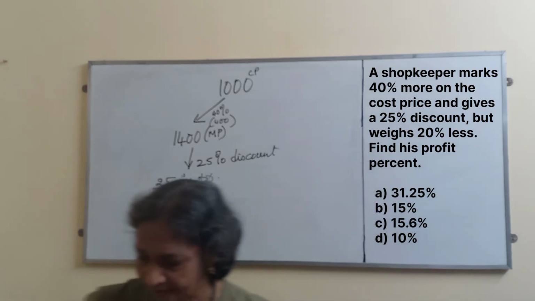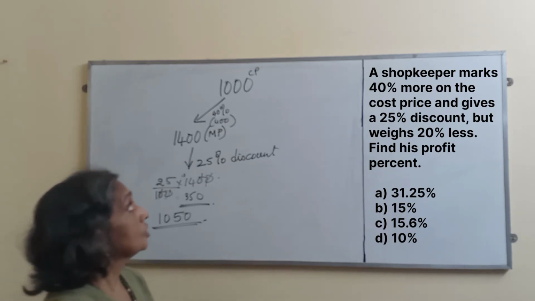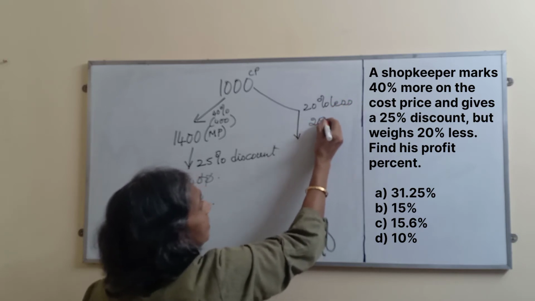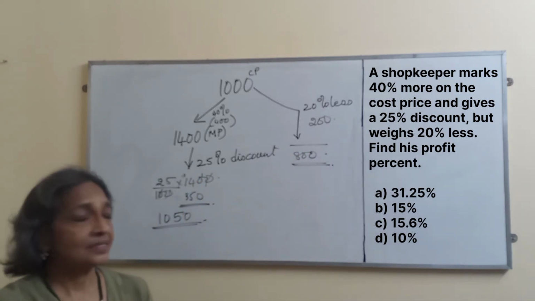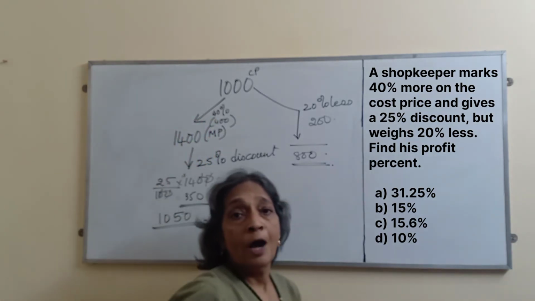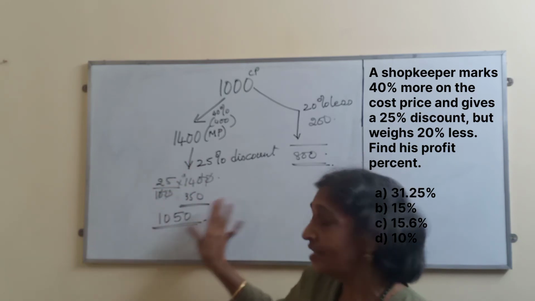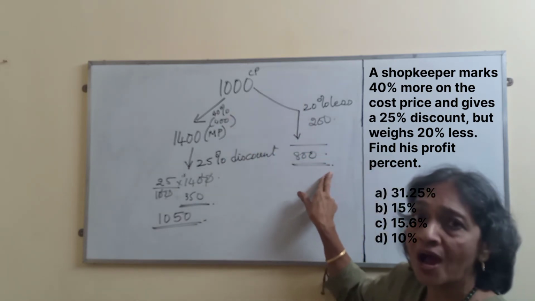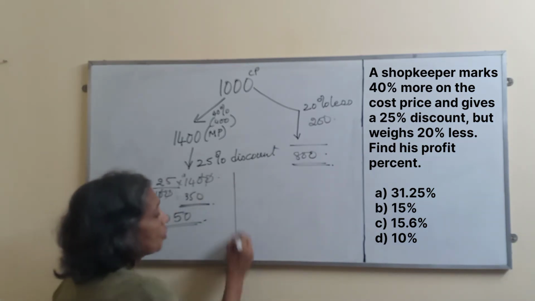Alright? But now what he does is he weighs 20% less. That means 200 less. Okay? So now what he does, on the 1000 rupees, he marks the price at 40% more. So he gets 1400 and then he gives you a discount of 25%, that is 350 rupees less. So finally you land up paying 1050. But what he does is, he cheats you here also and he gives you something which is worth only 800. So now find his profit or loss percent.